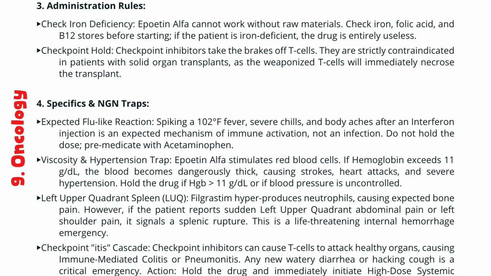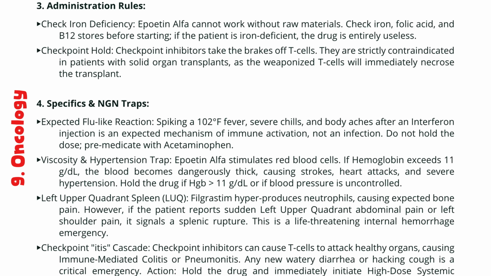Premedicate with acetaminophen instead. But watch the ceiling on epoetin alpha. If hemoglobin climbs above 11 grams per deciliter, the blood becomes dangerously viscous, and the risk shifts to stroke, MI, and severe hypertension. Hold the drug there. Don't chase a normal hemoglobin of 14 to 18.